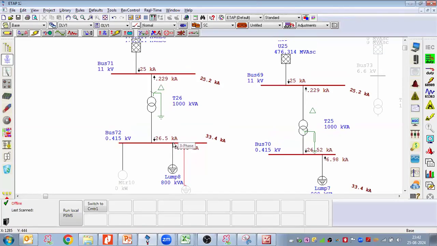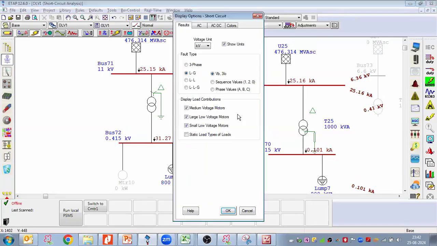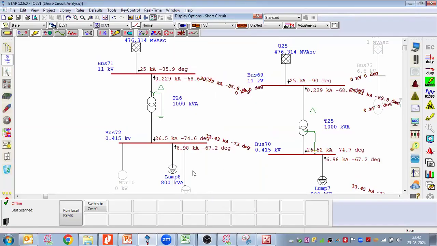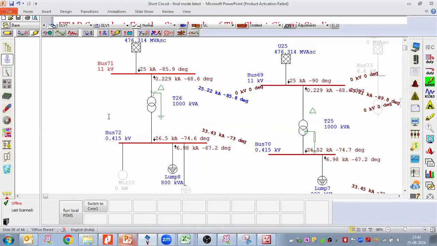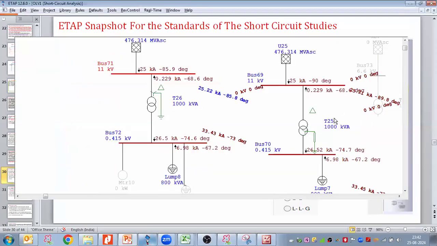Fine, sir. Thanks. So this is how I can get the duty of breaker rating. The same result I will get if I run 60909: go and take three phase, run again, and you will get the same. So I'm telling that three phase device duty is usually preferred to find out the breaker short circuit rating or duty. 60909 is run to know all the types of fault, line to ground, line to line, and so on. I hope I'm clear with this.